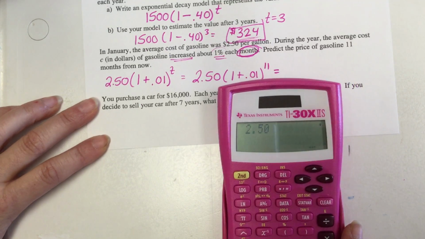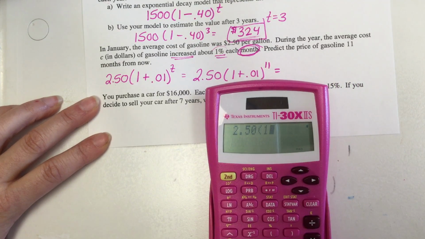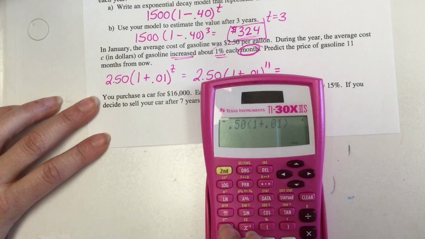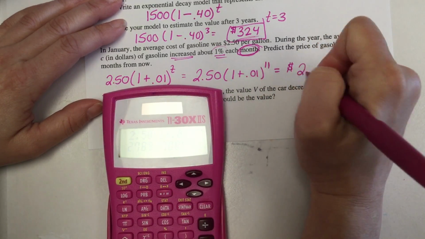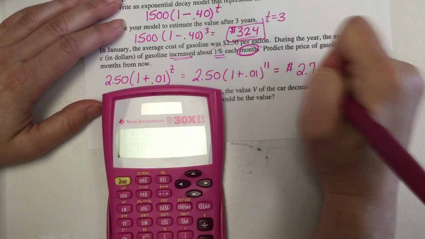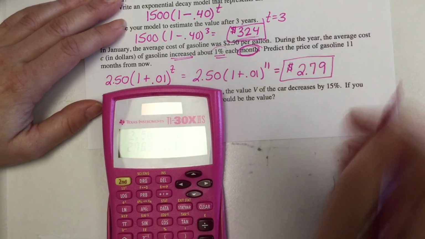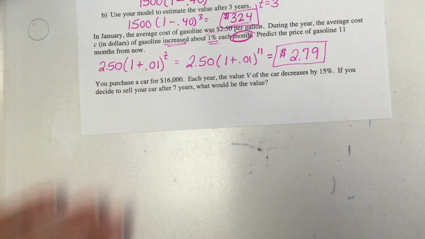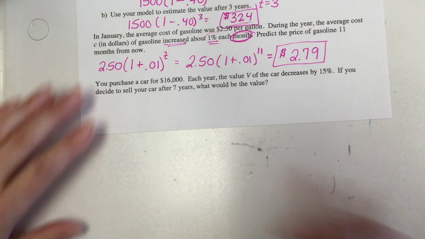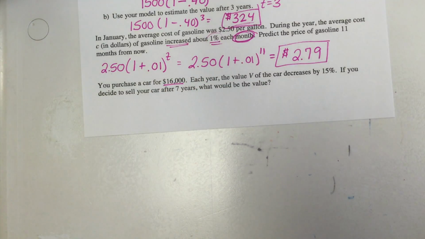$2.50, that's the price of gas at the beginning of this problem. The price is going up, so it's a plus sign. 1% is 0.01 to the power of 11 time increments, and we can expect the price of gas to be approximately 2.789, so that would round up to $2.79. Last question. Let's say that you purchase a car and it's $16,000.